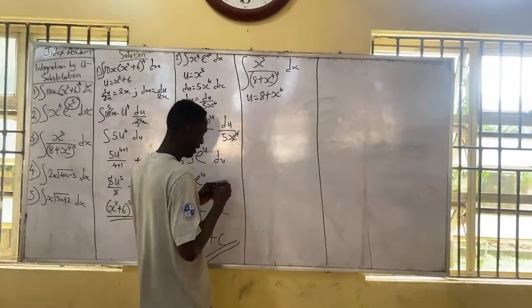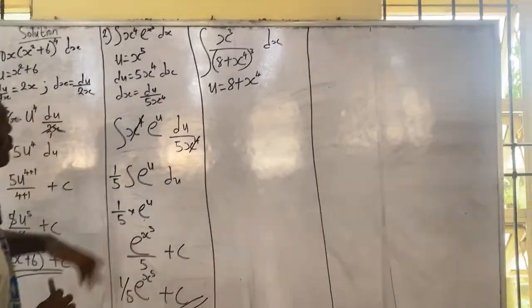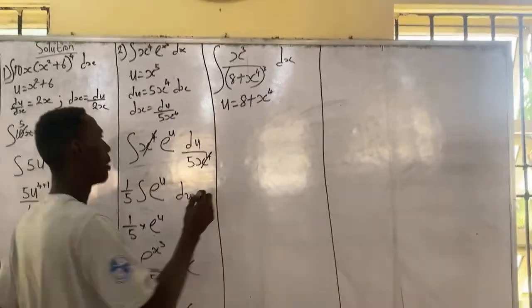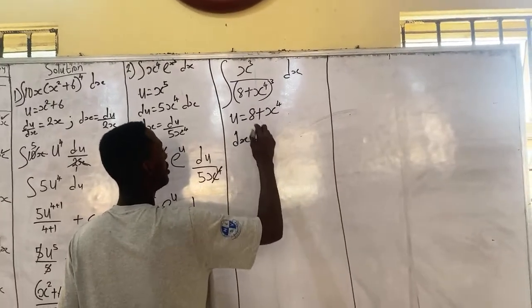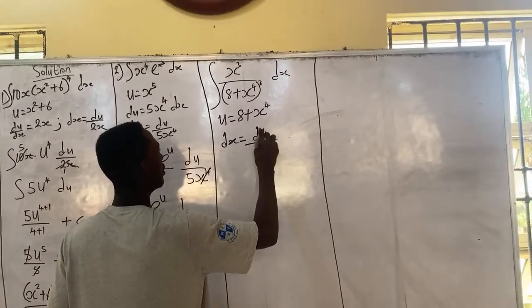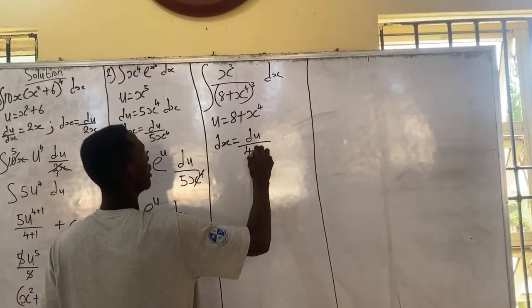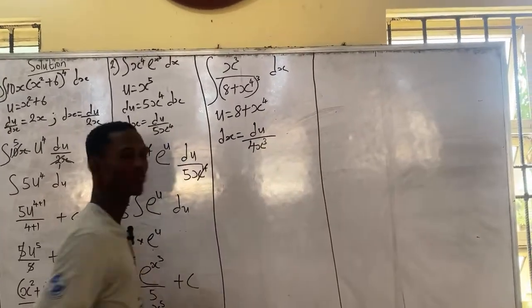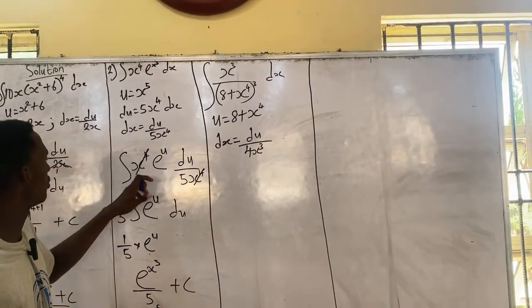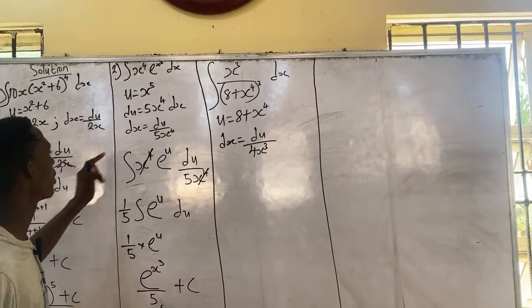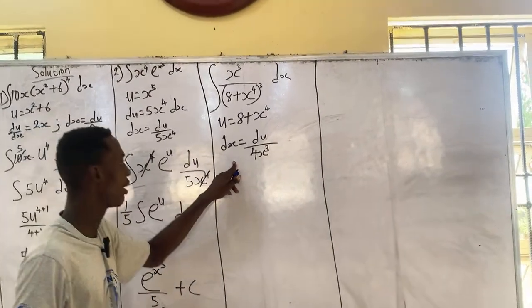Then we can now say, by now, you already know what I have been doing so far here. So let me just move by saying our dx is equal to what? If you find the derivative of this, it will give us du over 4x to the power of 3. If you do not understand how I got to this point, reverse the video and watch how I did question 1 and question 2. Then you understand how I got this.